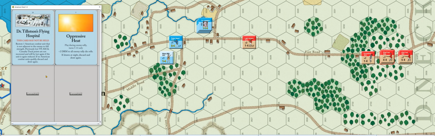The name of the card is Dr. Tillotson's Flying Hospital, and it says to restore 1 American combat unit that's not adjacent to the enemy to full strength. Previously lost victory points, army morale, and casualty track points are not recovered and will be lost again if the unit is again reduced. If no American combat units qualify, discard and draw again.